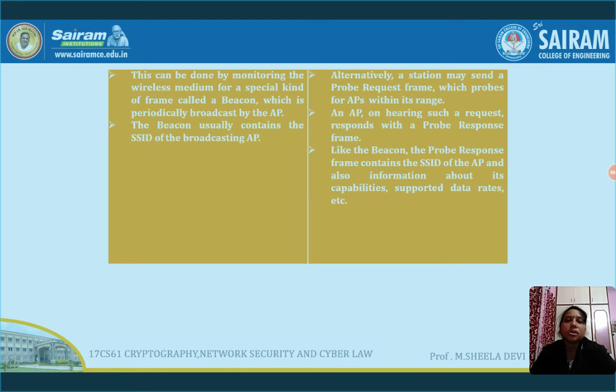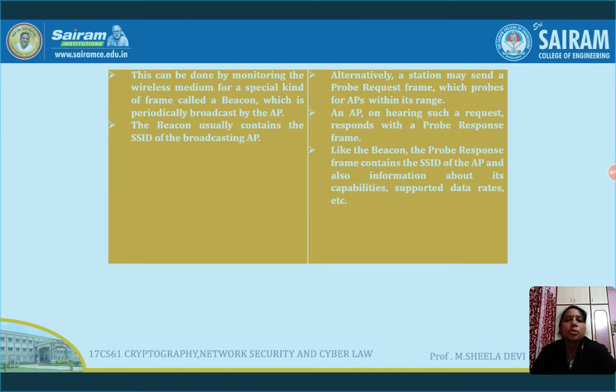The other way is, if the station is not getting the beacon from the access point when it arrives inside the basic service set or near the access point, then the station can send its own request frame to the access point stating that it wants to join your basic service set. By accepting the request frame, the access point will give the response if it wants to add the station to its own service set.